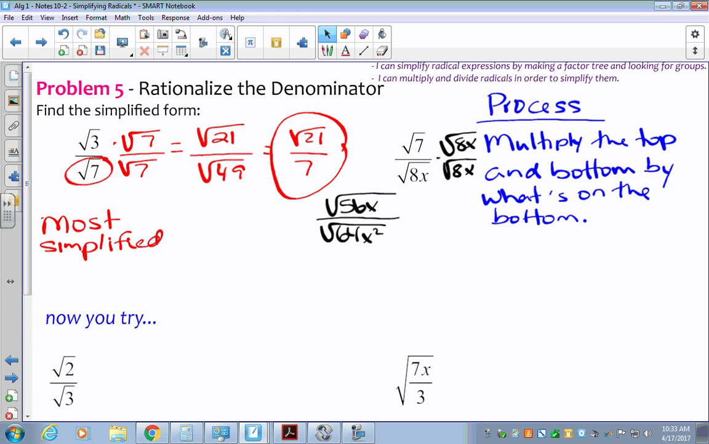Do you want me to write the perfect squares down again? 1 squared is 1, 2 squared is 4, 3 squared is 9, 16, 25, 36, 49, 64, 81, and 100 give us the first 10 perfect squares. So the perfect square that lives inside of 56, and it lives inside of 56 because it lives inside of 8, is 4.